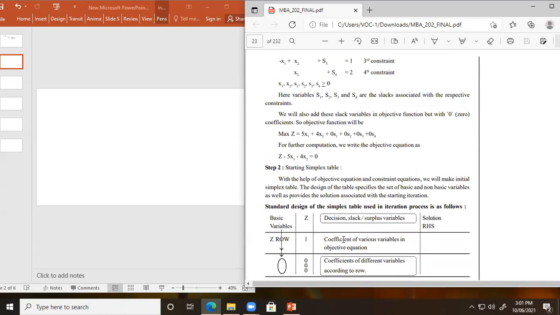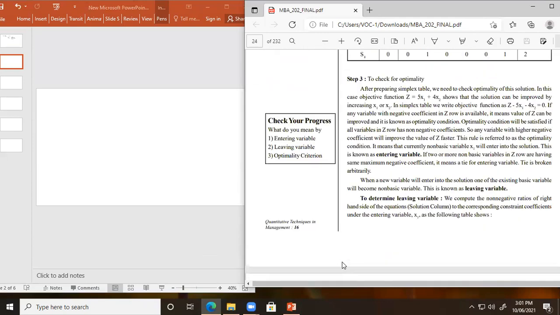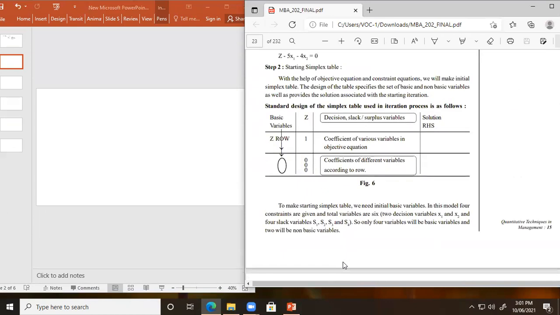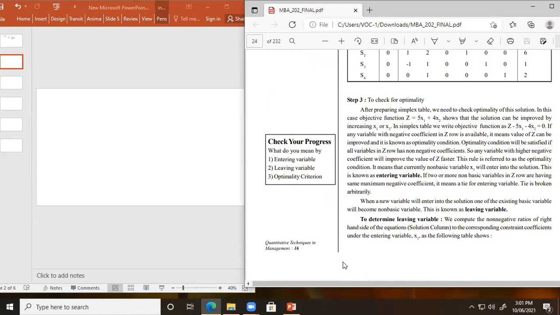So there are different variables. One type is the leaving variable. When a new variable enters the solution, one of the existing basic variables becomes a non-basic variable. So this is the leaving variable. To determine the leaving variable, we compute the non-negative ratio of the right hand side of the equation.